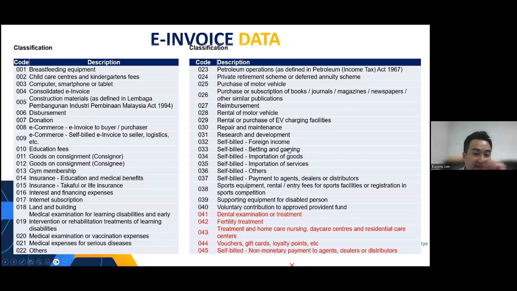Are you going to use a self-bill? Are you going to use a normal invoice? Are you going to sell products? What kind of products? You also need to look at these things. That's a total of 45. And most of the time, you are practicing only one. On the sales, others is 022. As long as you cannot find your category inside these 45, then you use 22. That's simple.